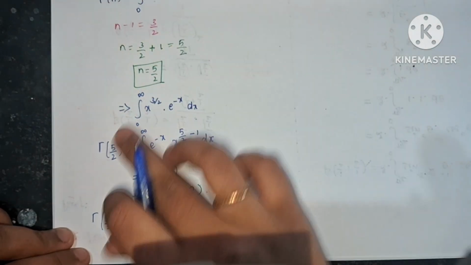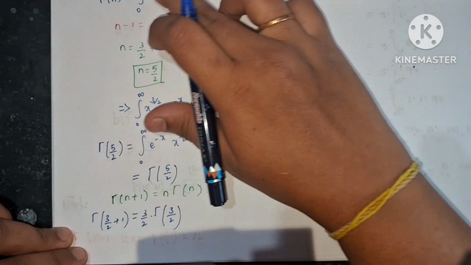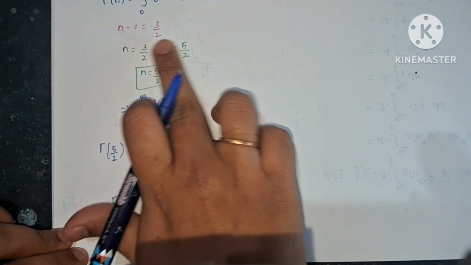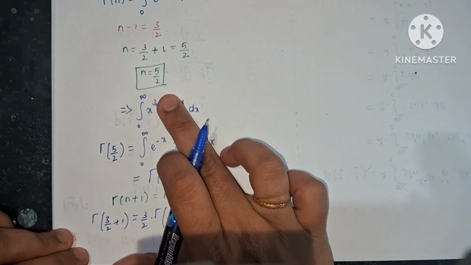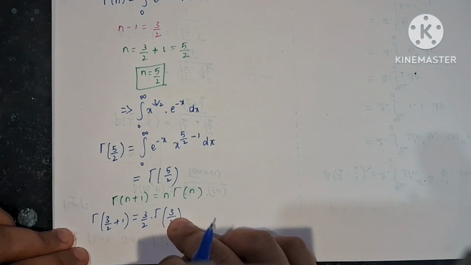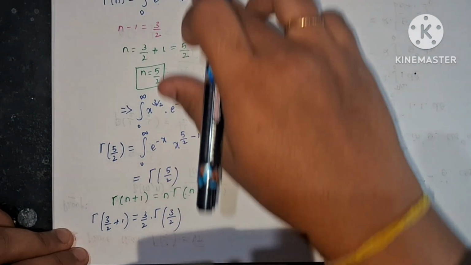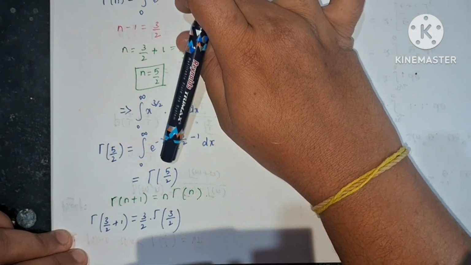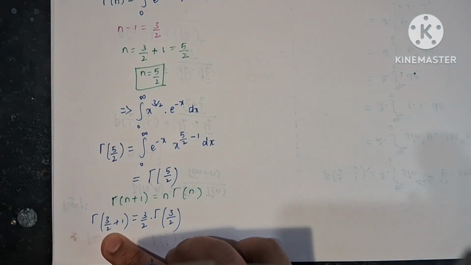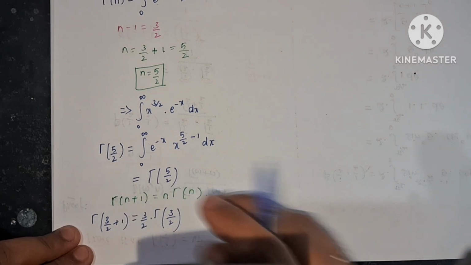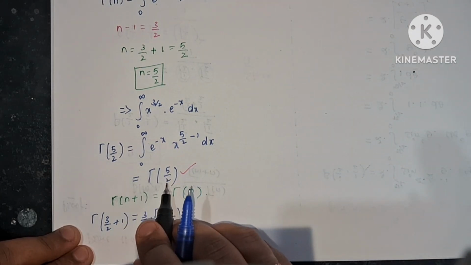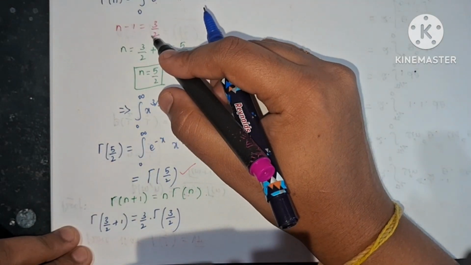To find the actual value of gamma for this given problem, I used n minus 1 equals 3 by 2, and then I found the n value as 5 by 2. But while applying this property, you have to be very careful. Whatever value was given in the question, that itself we consider as the n value. Clear? So to arrive at gamma of 5 by 2, I just used this n minus 1.